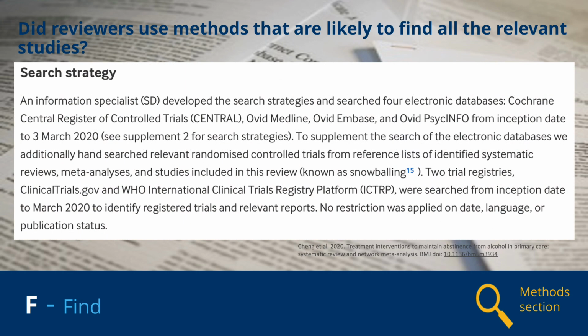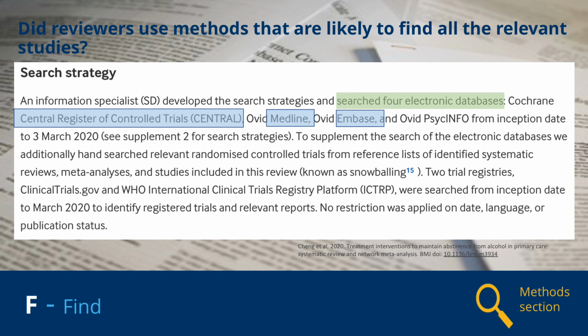Ideally, reviewers would have searched a range of sources for both published and unpublished studies. To identify published studies, reviewers should conduct searches of bibliographic databases, and they should search at least 2 of these. Searching a range of databases is necessary because not all published studies will be indexed in a single database. For reviews relevant to healthcare, we'd expect to see a search of Medline or PubMed and at least one other general database, such as Embase or Cochrane's Central Register of Controlled Trials.